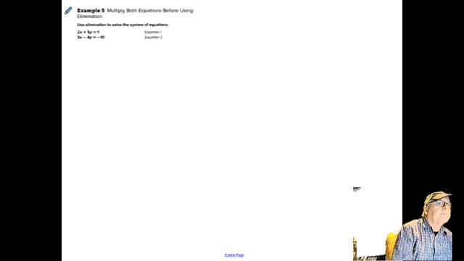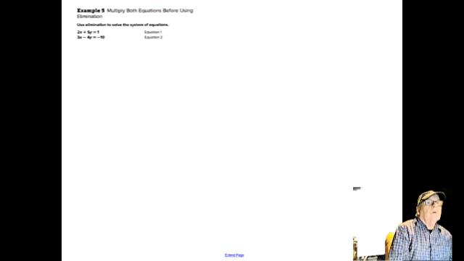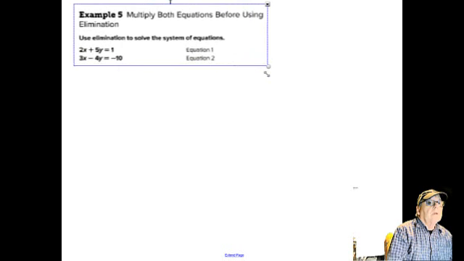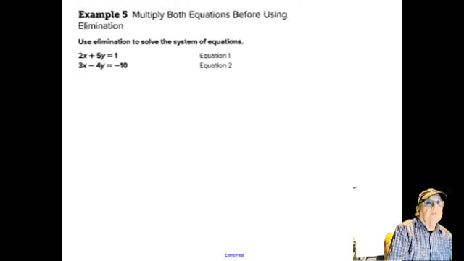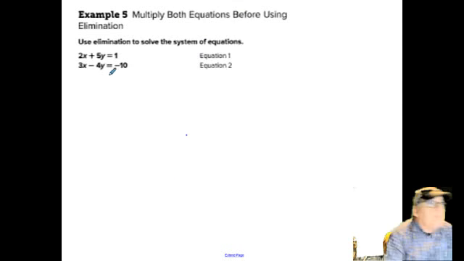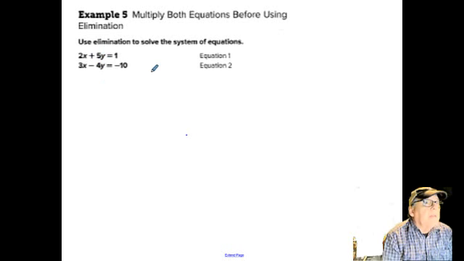Okay, let's look at the next one. With this example here, it says multiply both equations for using elimination. This is pretty common. We have to multiply both equations to get the opposites that you need. So we get some choices here. Like I can see with the y's, the LCM of 5 and 4 is 20. If I wanted to go with my x's, the LCM of 2 and 3, least common multiple, is 6.